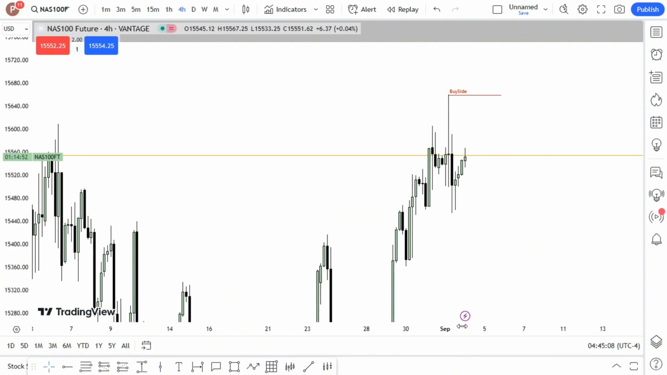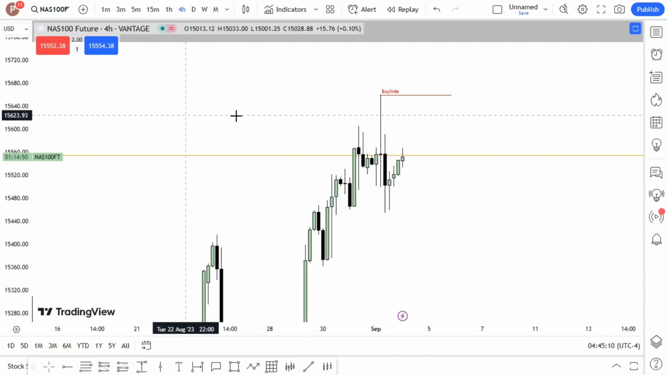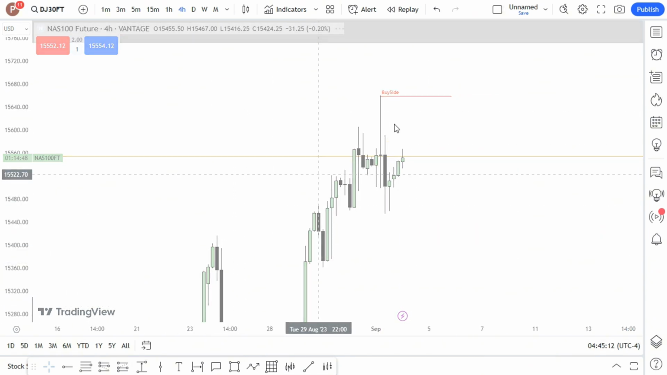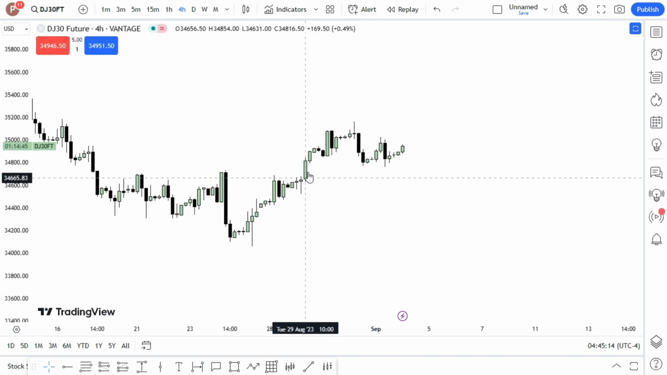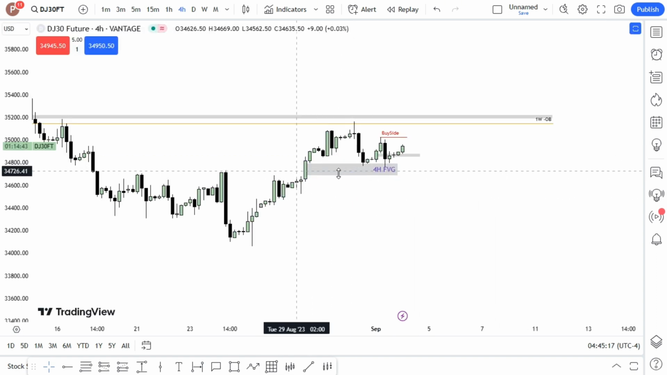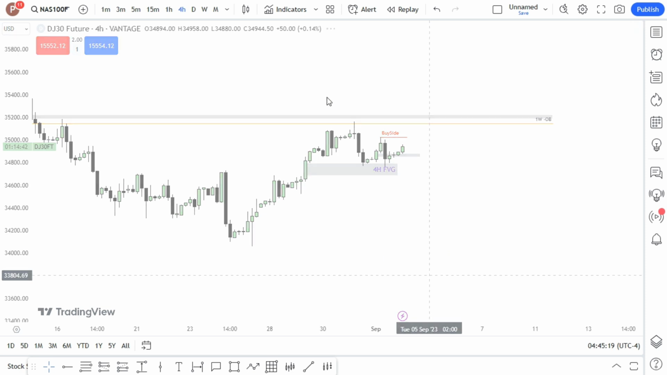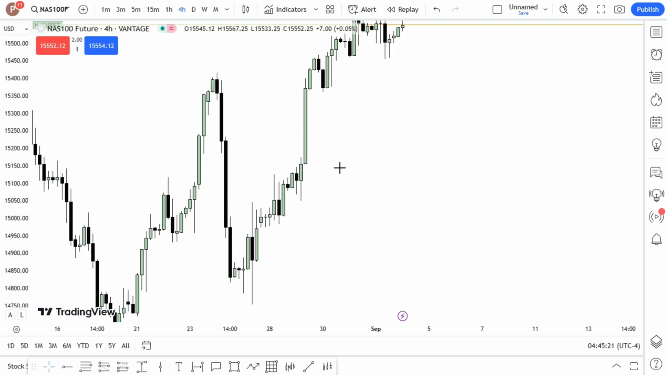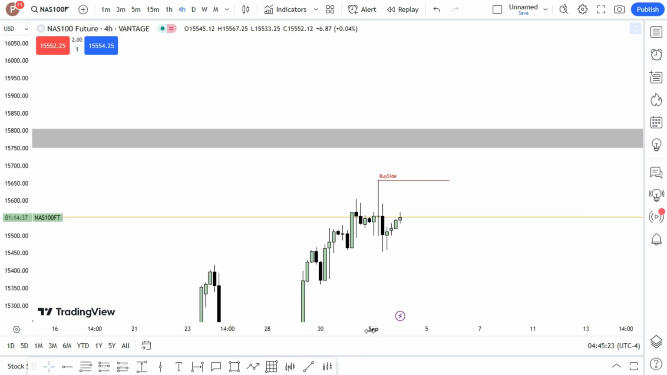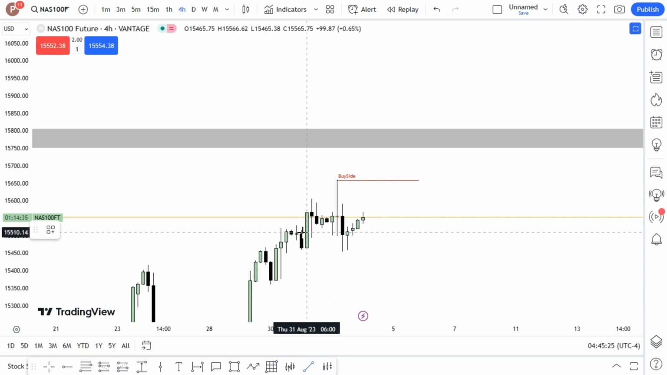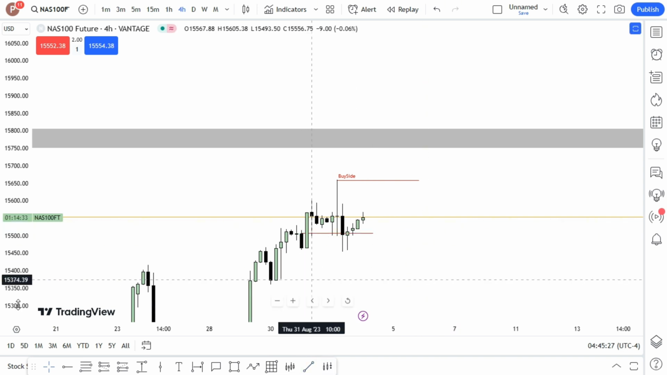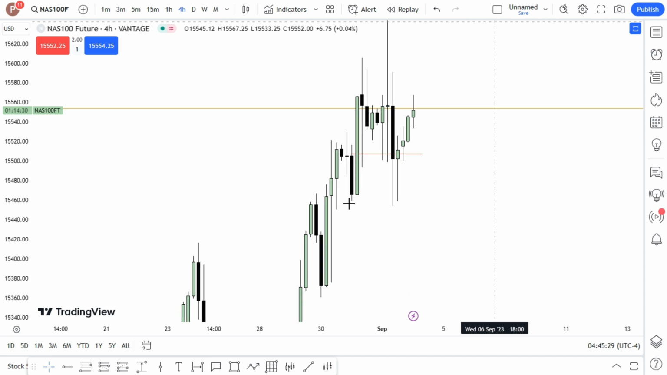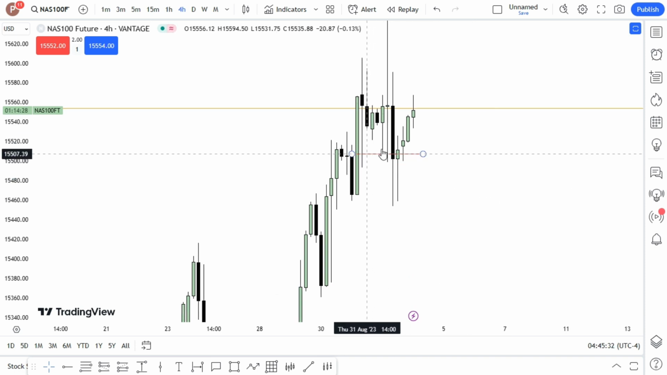NASDAQ is a bit different compared to US 30. As you can see, US 30 was reacting off this FVG gap, this 4-hour FVG gap right here, right? And now paying attention to NASDAQ, it seems to have respected this order block range, and this order block right here, right? And I'm identifying that by the fact that price did not close below the min threshold or the low, right?